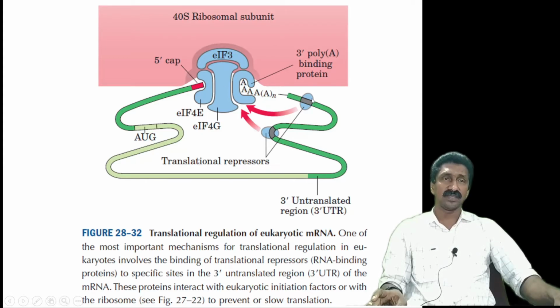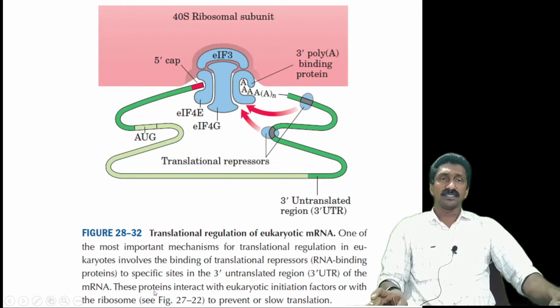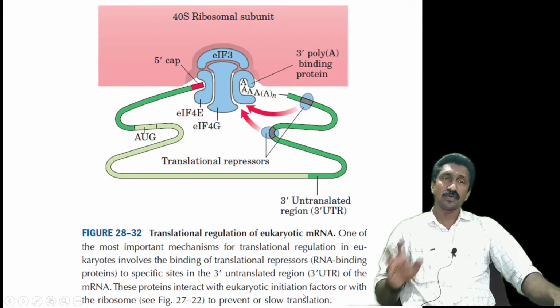This is the 3' end of the mRNA, and this is the 3' untranslated region, which is shown in green, and this is the 5' untranslated region. There are some translational repressor molecules which bind to the 3' untranslated region, and then effectively it interacts with the ribosome assembly. These proteins interact with the eukaryotic initiation factors or with the ribosome to prevent or slow the translation.